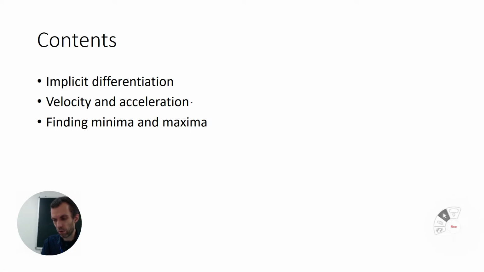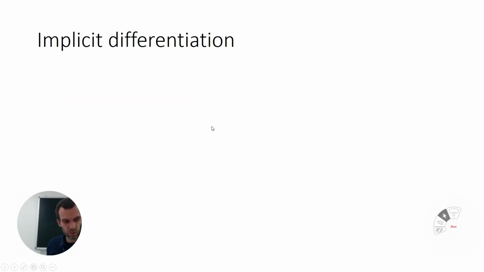And then we'll look at velocity and acceleration as concepts that are grounded in physics but then have an interpretation using the derivative. And we'll finish off with a little bit about finding the minima and maxima of a function. So let's start with implicit differentiation.